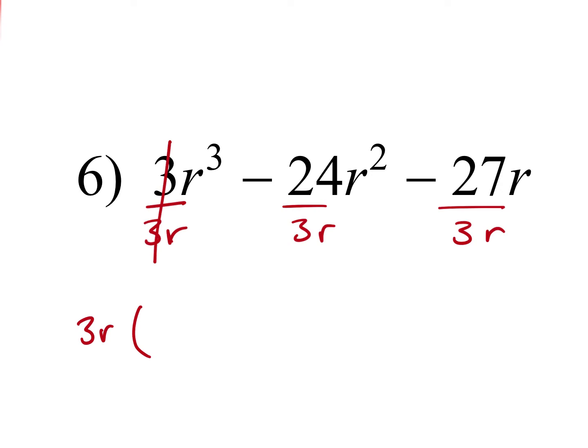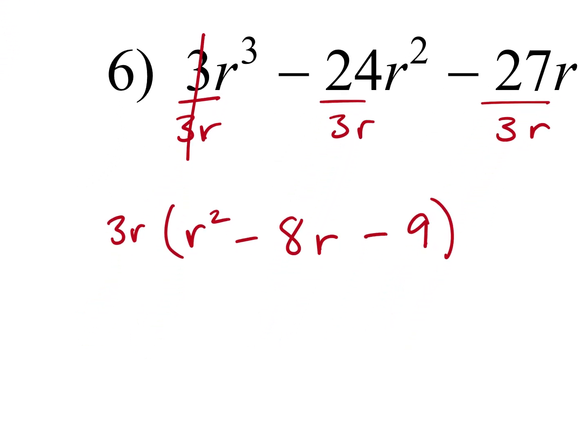3 divided by 3 is 1. If I have 3 r's and I take 1 away, how many am I left with? R squared. What's negative 24 divided by 3? Negative 8. And then if I have 2 r's and I take 1 away, I'm left with 1 r. What's negative 27 divided by 3? Negative 9. If I have 1 r and take 1 away, I have no r's. What are 2 factors of negative 9 that add to negative 8? Negative 9 and 1. Perfect.